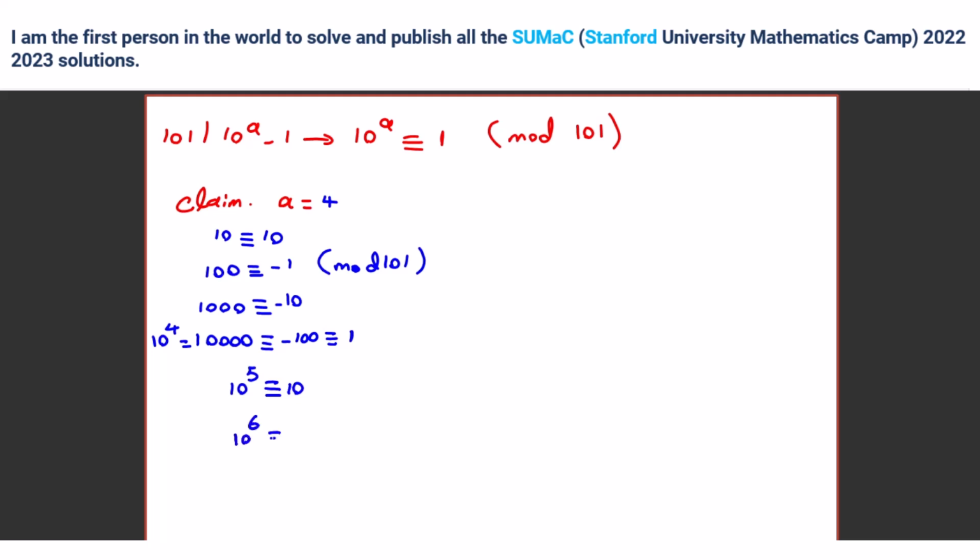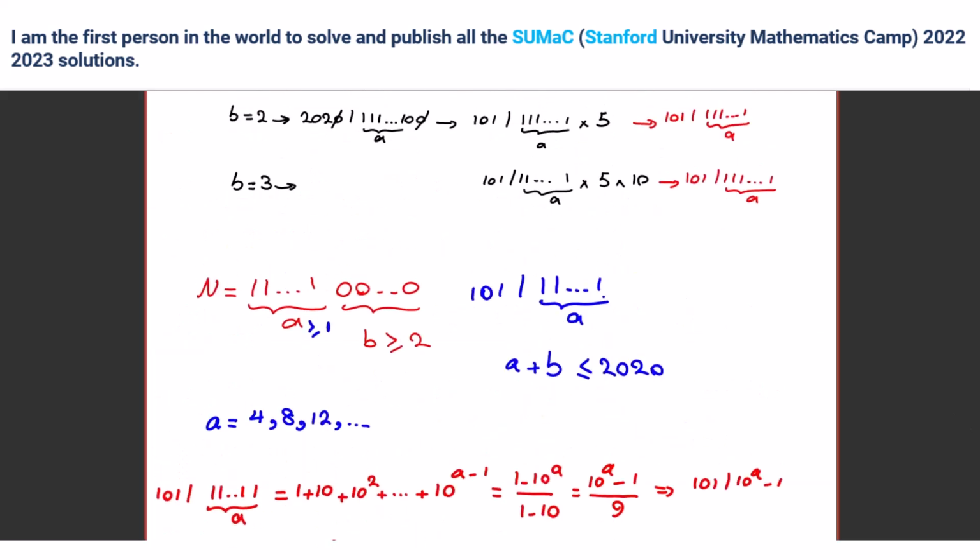10 to the 6th is what? -1. Exactly. So the period is 10, -1, -10, 1, right? Yes, sir. And again 10. So we proved that multiples of 4 work, right? So A should be 4, 8, 12. Okay, so we've simplified this.